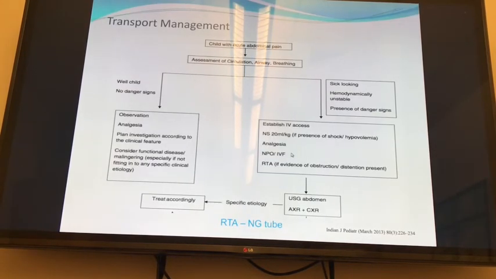So, transport management, basically stabilize. Analgesic is a good thing because, aside from being humane and making them feel more comfortable, it can make it a little easier to examine.